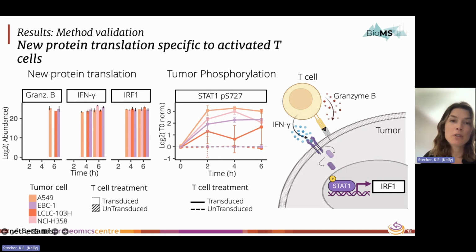Similarly, if we look in tumor cells at the phosphorylation of STAT1 at the activation site, we see that in all of our 4 cell lines, STAT1 is phosphorylated during co-culture, and this phosphorylation is not occurring when we co-culture our tumors with untransduced T cells. So this lets us know that we can recapitulate the known biology and that our system is working.